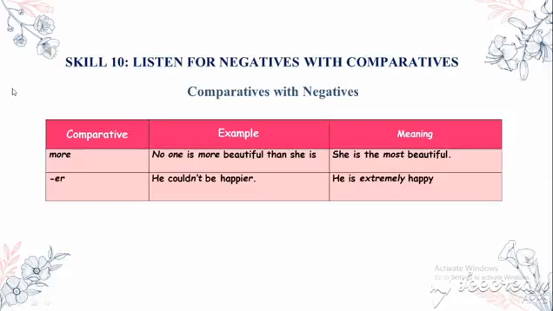The last skill in negatives is skill 10. Listen for negatives with comparatives. It is when we find a sentence with a negative and a comparative. Negatives can be used with comparatives in listening part A of the TOEFL test. A sentence with a negative and a comparative has a superlative or very strong meaning.